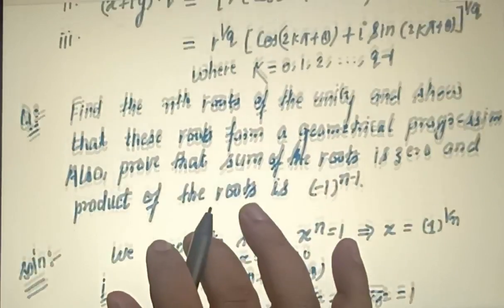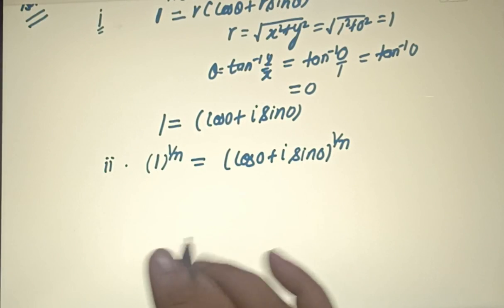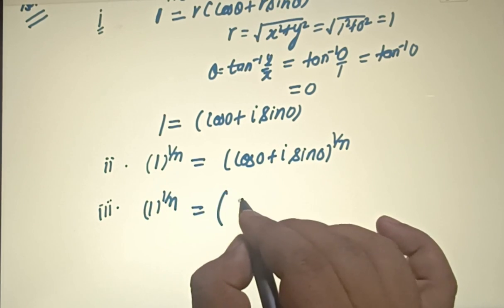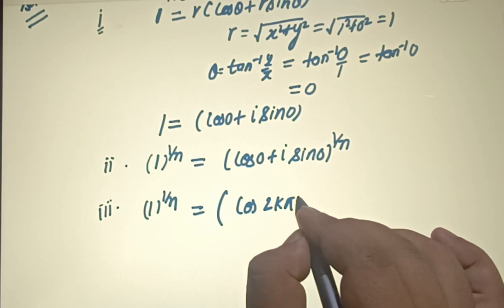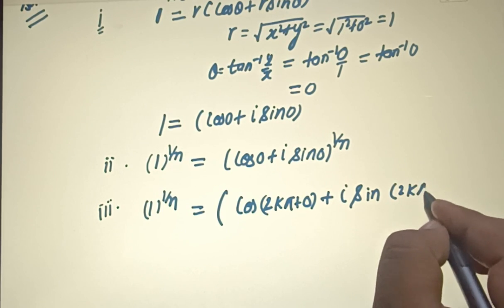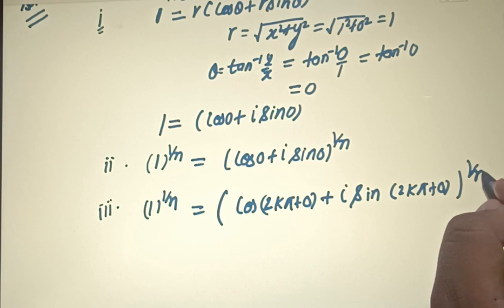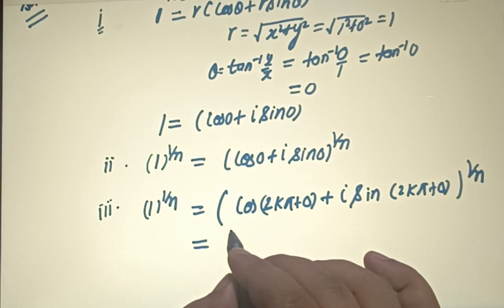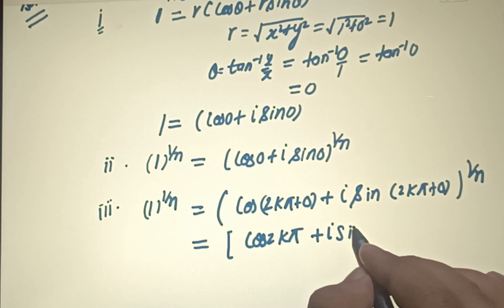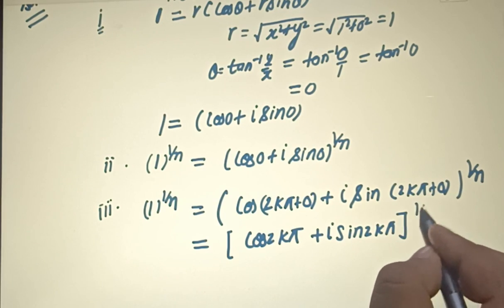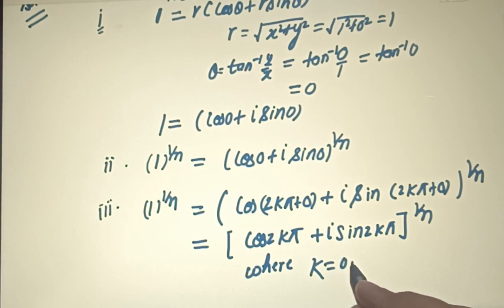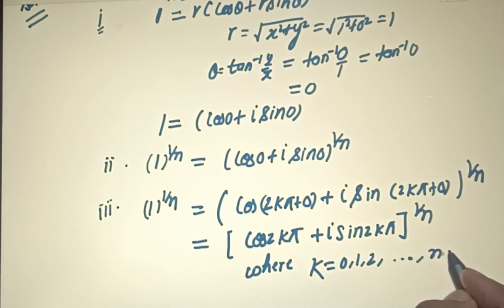In the third step, you need to write the general form of this. 1 to the power 1 by n will be written as cos of 2 k pi plus 0, plus iota sine of 2 k pi plus 0, to the whole power 1 by n. It is your general term. In short you can write it as cos 2 k pi plus iota sine 2 k pi, to the whole power 1 by n, where k runs from 0, 1, 2, up to n minus 1.